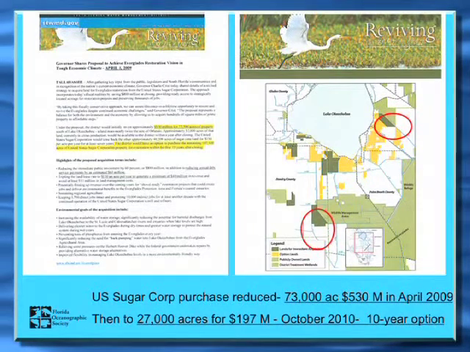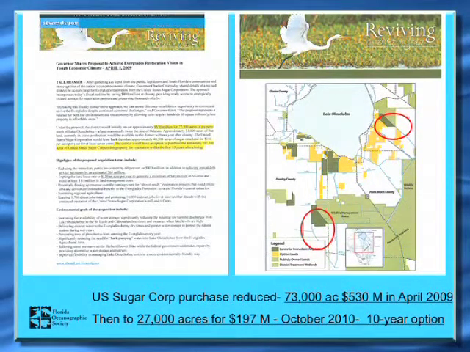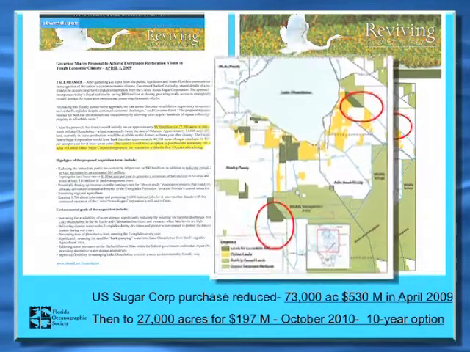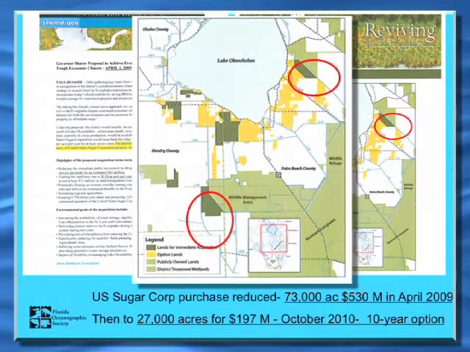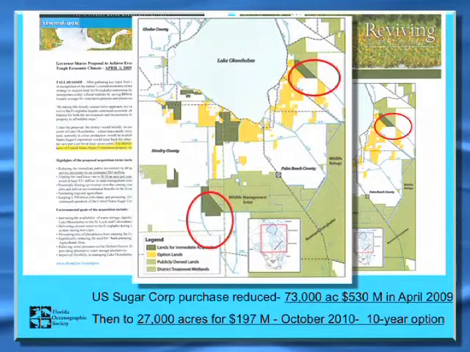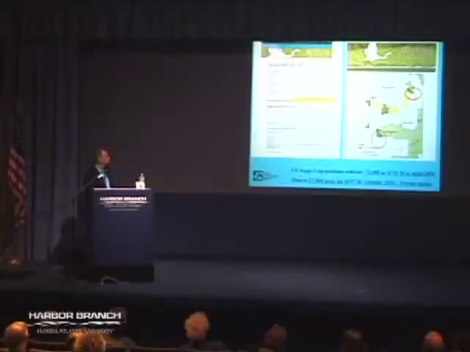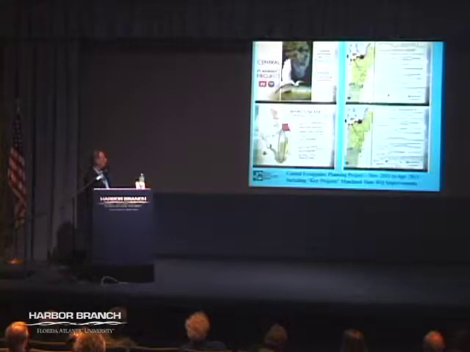But unfortunately, between 2008, when they started that information and we started doing the Reviving the River of Grass studies, by 2010, when we finally got to purchase, there were only two parcels purchased, in the upper corner there and the lower left. That's a total of about 27,000 acres. But we did purchase a 10-year option to get the rest of it, and their 3-year exclusive option just expired in October this year.